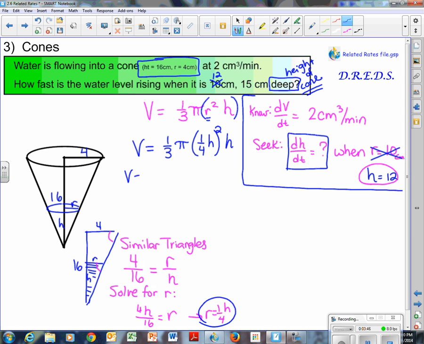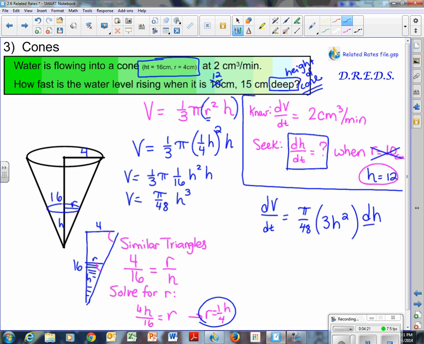Before I take the derivative, I wanted to get this down to just two variables. It'll make life a little easier. Square out the 1/4, and we're going to have 1/16. Square out the H, we're at H squared times H. Keep updating. This will be pi over 48 H cubed. Now we are ready to do the derivative. The derivative work: dV dt is equal to pi over 48, just a nice multiplier, 3H squared dH dt.